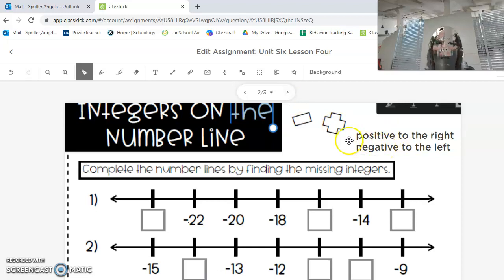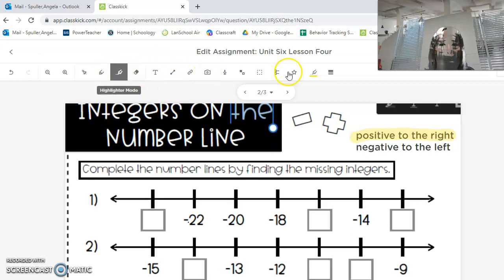Okay, let's first highlight this information. This is not on your notes, but I would add it. Positives go to the right, and the numbers get bigger, okay? Then negatives go to the left, and the value of the number gets less, okay? So thinking about that, what that means is that the value of negative 18 is bigger than the value of negative 22. Which one do you have less of?